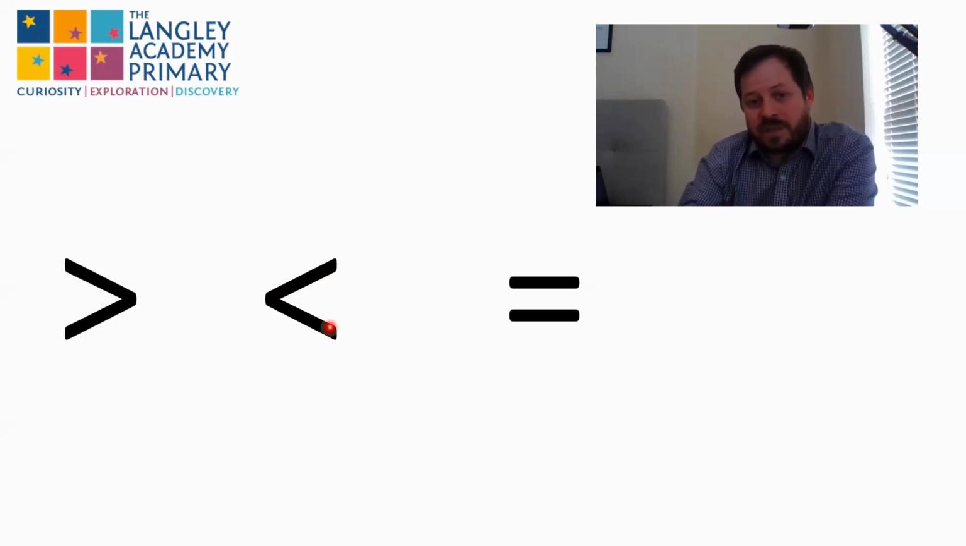But the thing to remember is the open end is the larger number. Okay? So in this case here, we have the number which is greater than this number, because it's on this side. In this case here, this number would be less than this number here, because this one is bigger.